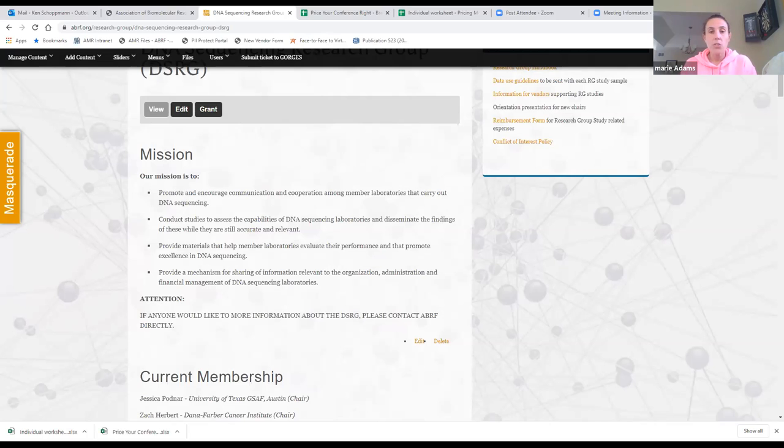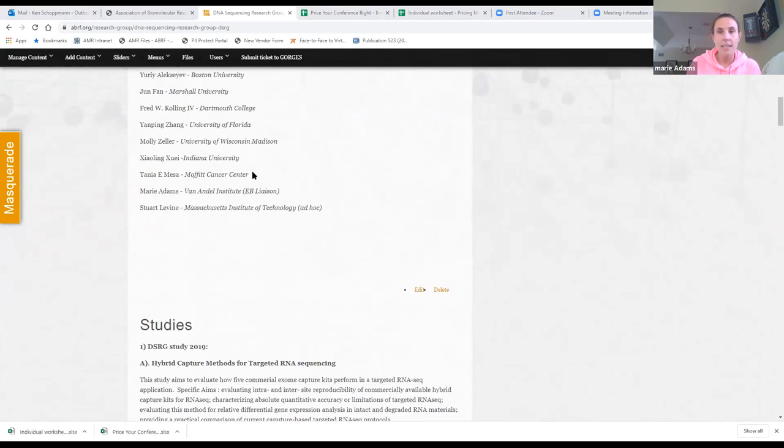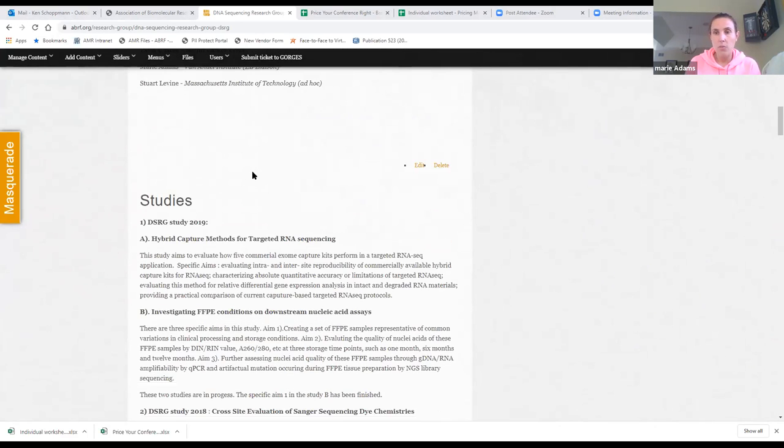So we have two current research projects. One of them is looking at capture RNA. That project is in the analysis phase. So we are especially interested in anybody who would like to get their feet wet on a little bit more of the informatics end of things. And then we also have a second project that is basically a 3 to 4 year longitudinal project where we're attempting to make some different FFPE standards and then run those standards through the upstream pipeline before it goes on to sequencing.